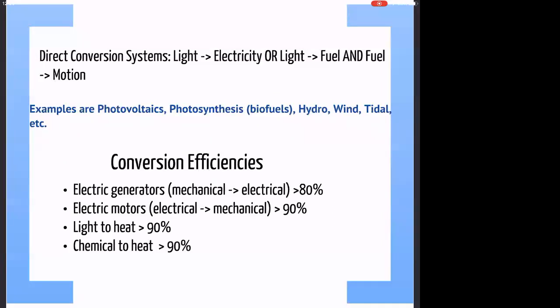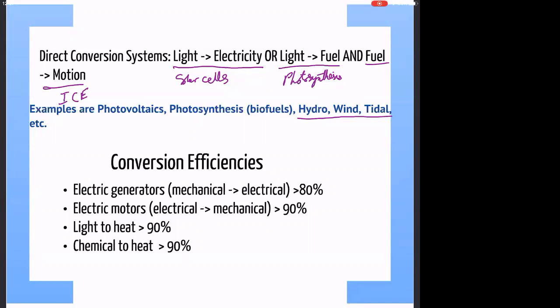Okay, now there are different ways of thinking about heat engines. There are direct conversion systems where the light is converted to electricity, right? We know this from solar cells. Or light can be converted to fuel, which is photosynthesis, right? Or there are certain types of fuel cells, but not so important. And fuel to motion is what we just talked about, internal combustion engines, right? Things like that. And there are many others as well. There's hydro, wind, tidal, everything. Any of these energy conversion systems.